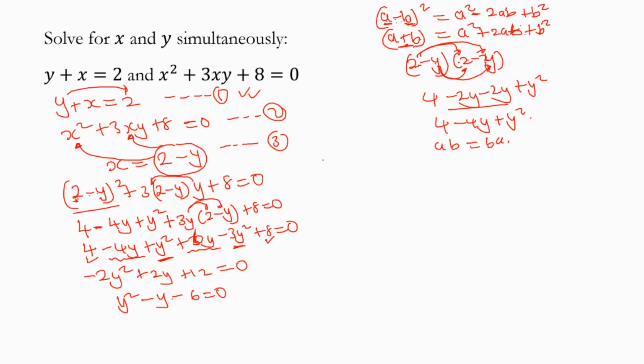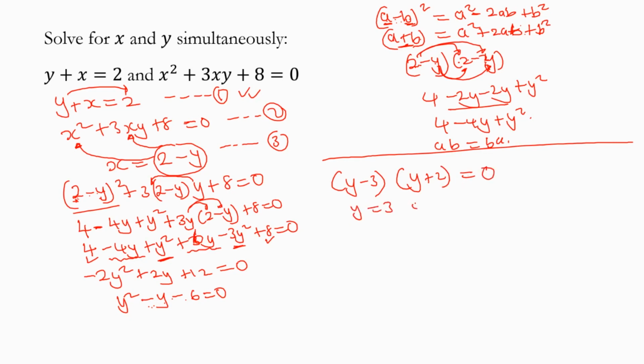Okay, right. And then we look for the factors of negative 6 that would give us negative 1. It should be negative 3 and positive 2. Okay, negative 3 times positive 2 is negative 6. Negative 3 plus 2 is negative 1. So it should be (y minus 3)(y plus 2) is equal to 0. So it means y is equal to 3 or y is equal to negative 2.